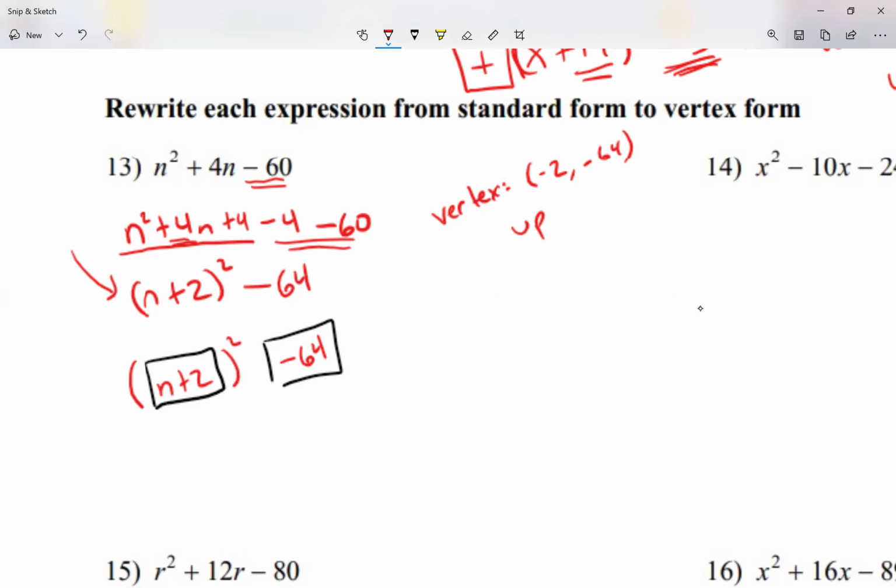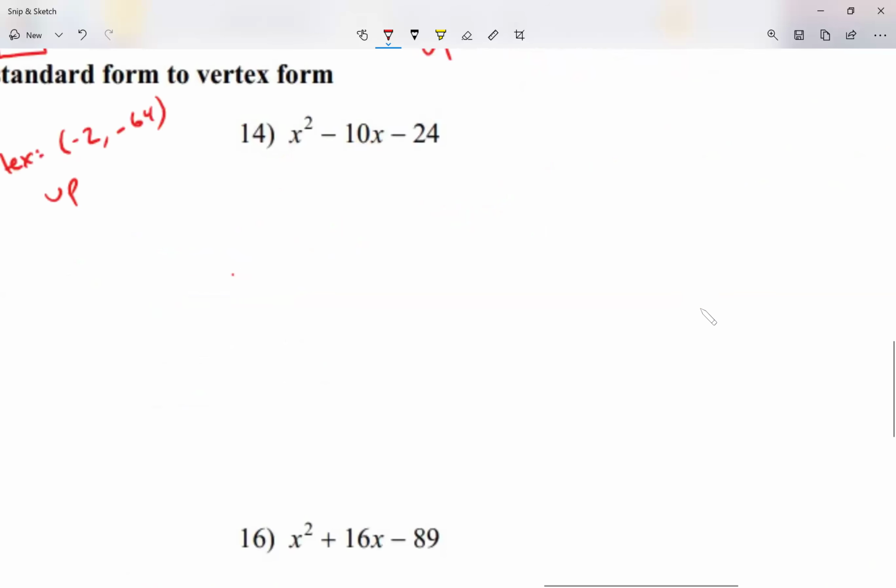Sometimes we're going to have a plus instead. So minus or plus, whatever we get. Most of the time it's going to be a minus. I'll be honest with you. Most of the time it's going to be a minus, but sometimes it could be a plus. All right, let's take a look at number 14.